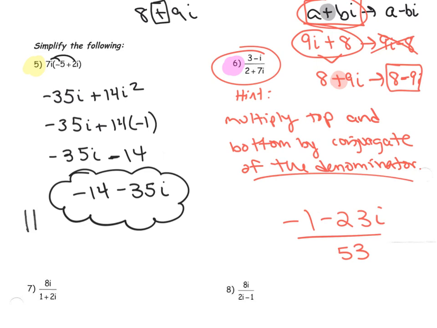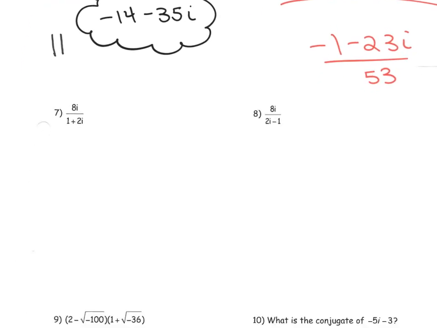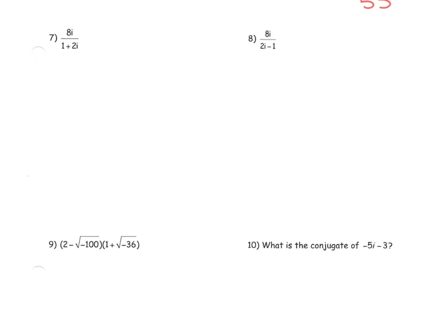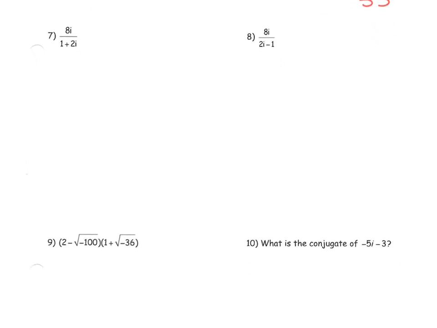All right, so far so good. Let's take a look now on the next page. We're on page 12, and I'm going to do question 7 with you. You're going to do question 8. Okay, so for question 7, again, multiply top and bottom by the conjugate. Make sure this is in a plus bi form. Hint for question 8: make sure it's in a plus bi form when you multiply by the conjugate.